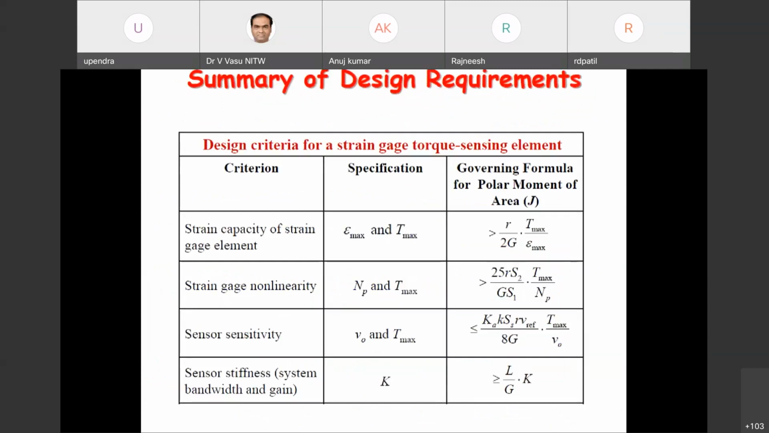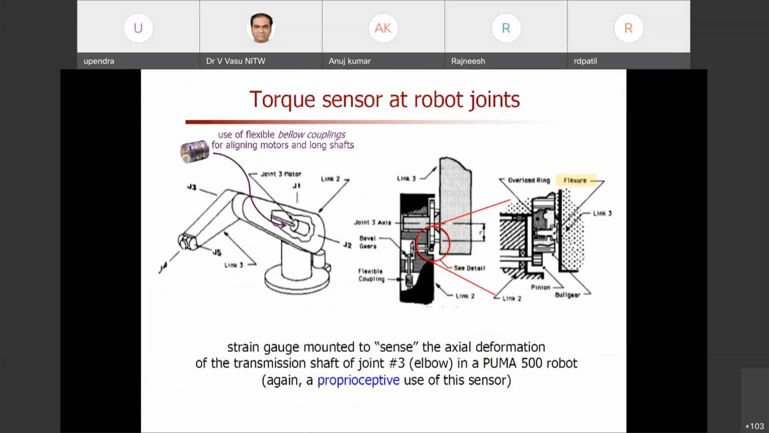Also, you can do that. In robotic arms, this type of strain gauge is mainly used. At the end effector, we are going to have strain gauge force sensors also. Depending upon these force sensors, the tool operation is mainly done.